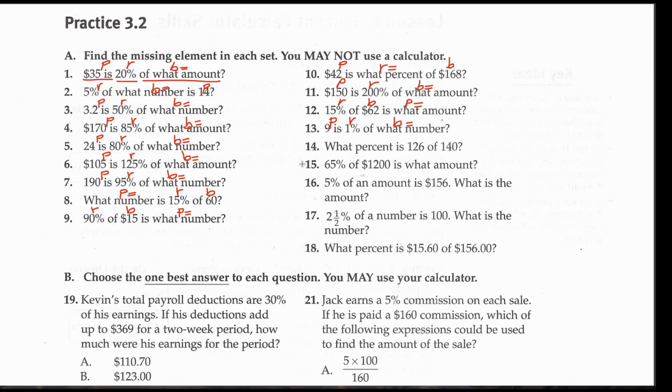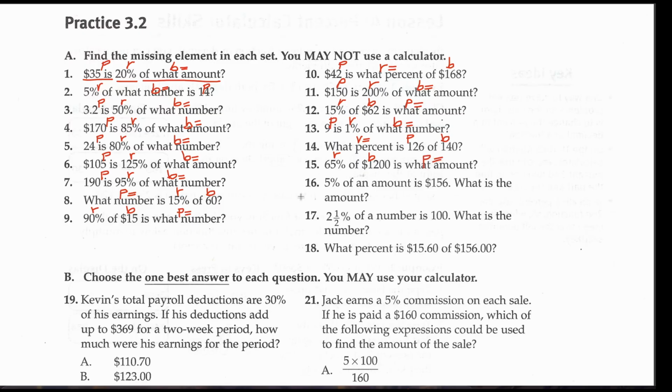Number 14, what percent? See, we don't know the rate. Is 126, that's the part, of 140, that is the base. So we don't know the percent, which is the rate. Number 15, 65%, that is the rate, of $1,200. That is the base. Is what amount? We don't know the part.